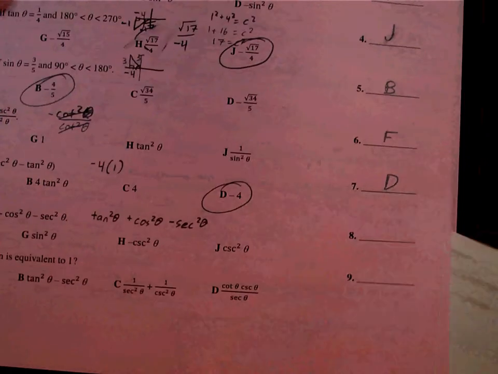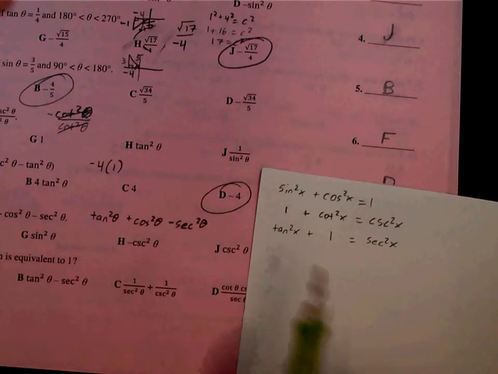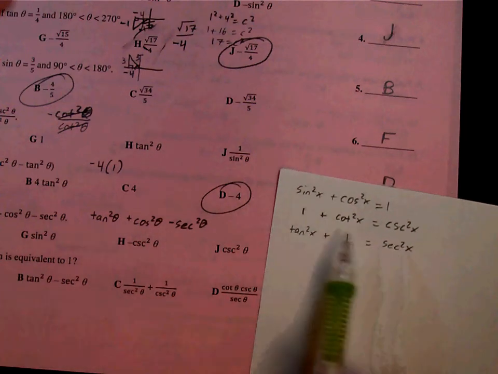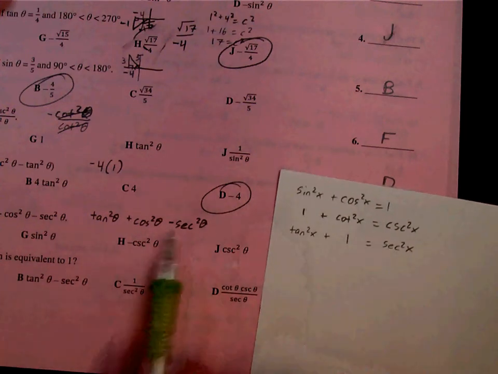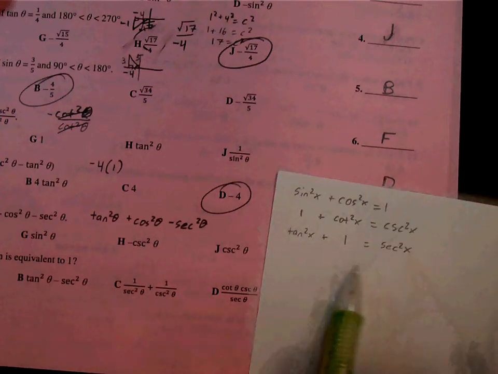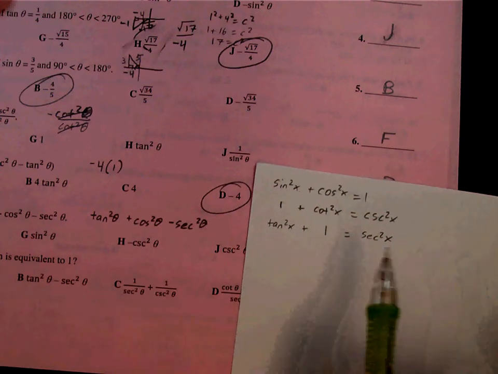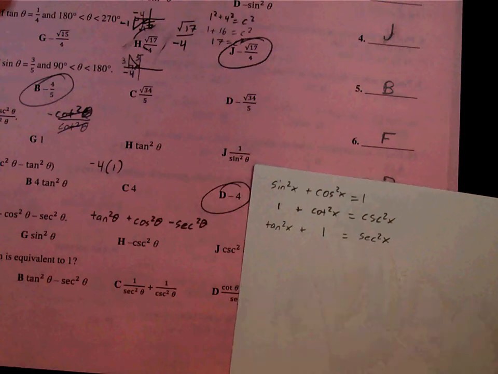Now let's take a look at our identities, see if any of them have 2 of those 3. I do see that tangent squared and secant squared show up in the same identity. Notice the secant squared is negative. And if I had tangent squared minus secant squared, I have to subtract it over. Then I would have to subtract the 1 over. So I would end up with tangent squared minus secant squared is equal to negative 1.